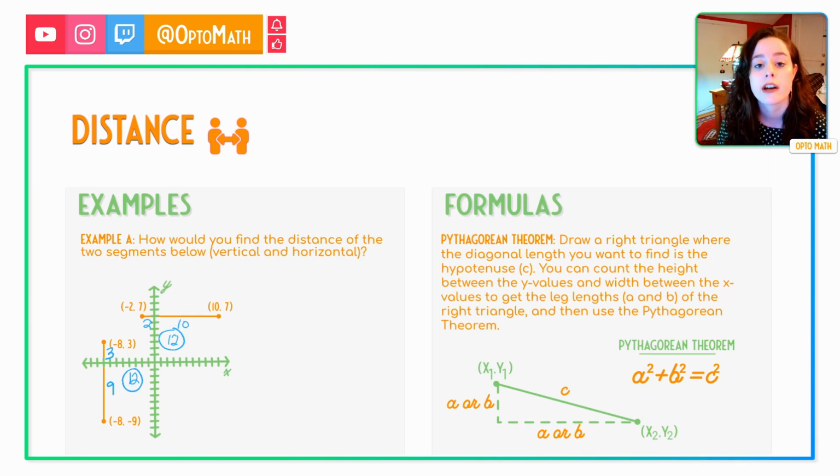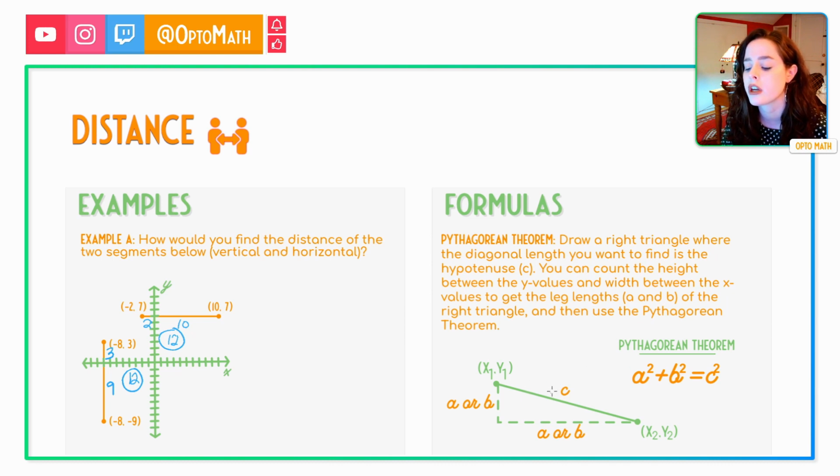So let's take a look at our formulas. We're going to look at the Pythagorean Theorem formula and the distance formula. Draw a right triangle where the diagonal length you want to find is the hypotenuse. This is how you're starting to use the Pythagorean Theorem, just like we saw in our second example, example B. And you can count the height between the y values and the width between the x values to get the leg lengths, A and B, like we just did, of the right triangle. And then use the Pythagorean Theorem.